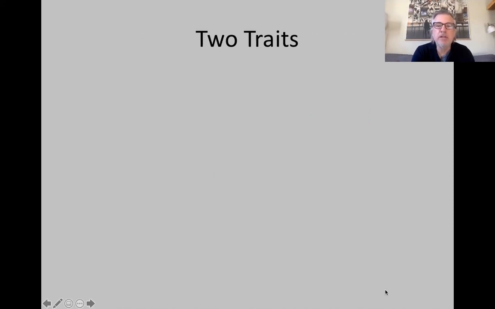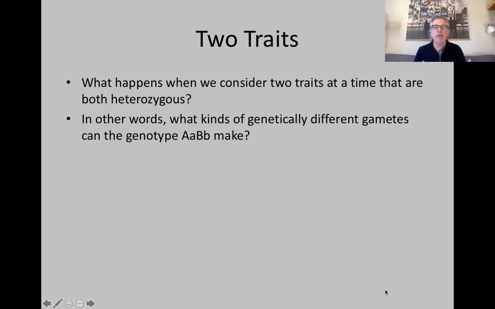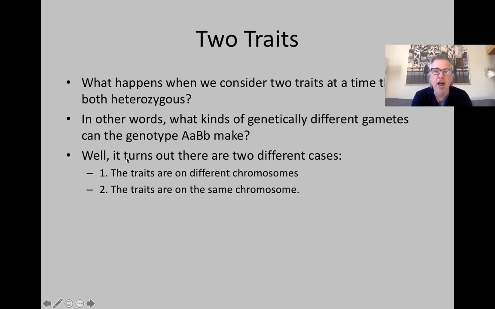What about if we consider two traits at a time? And let's say that both of them are heterozygous. In other words, what kinds of genetically distinct gametes can the genotype AaBb make? Well, it turns out that there are two different cases. First case is when the traits are on different chromosomes, and the second case is when they're on the same chromosome. And we're going to spend most of our time in this unit assuming the traits are on different chromosomes, and we'll see why later on.